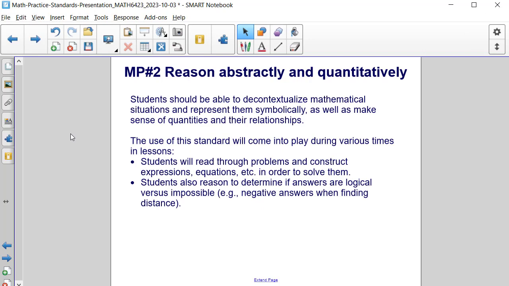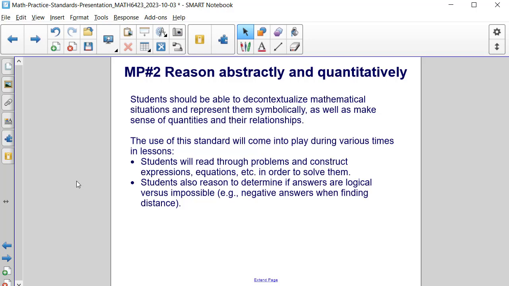Students should be able to decontextualize mathematical situations and represent them symbolically, as well as make sense of quantities and their relationships. The use of this standard will come into play during various times in lessons. Students will read through problems and construct expressions, equations, mathematical sentences, etc., in order to solve the problem. Students also reason to determine if answers are logical versus impossible.